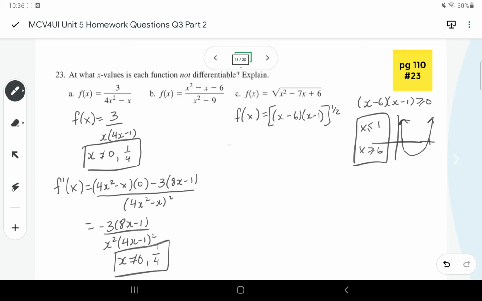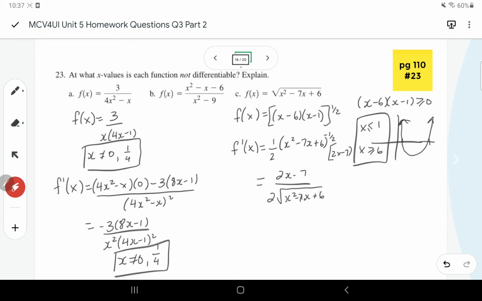Now, if I take the derivative of this function, I want to see, are there any additional restrictions on the derivative? So 1/2 and then x squared minus 7x plus 6 to the exponent -1/2. And then I'm multiplying by the derivative of the inside stuff, which is 2x minus 7. So here I get 2x minus 7 on top, and on the bottom I have 2 times the square root of x squared minus 7x plus 6.